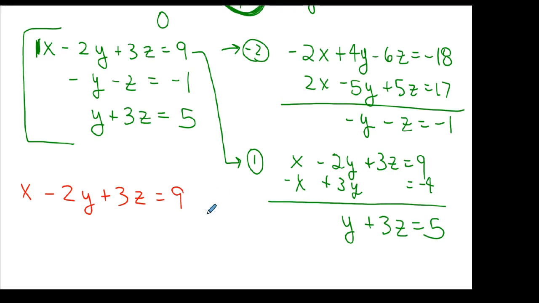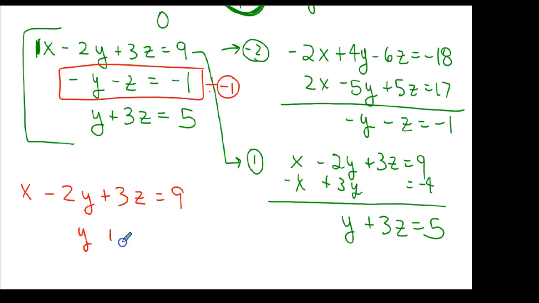And now to change my second row so that this coefficient of y is a positive 1, I need to divide it by negative 1. I divide that entire row by negative 1, which will give me positive y plus z equals 1. So now that row is good.